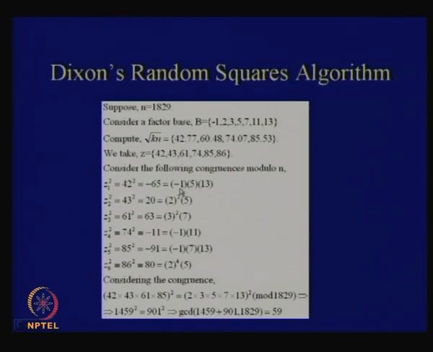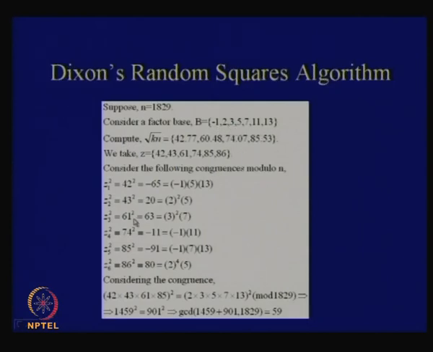Here comes the factor base: all these factors should belong to my prime library. Minus 1 belongs to this library, 5 also belongs to this, 13 also belongs to this library or factor base, whatever you say. Similarly, the next number is 43 square, which is 20, which is 2 square into 5. In this case also you find that all these belong to the library. You can continue in this fashion, and you will find that all these numbers can be factored using the primes in the factor base.